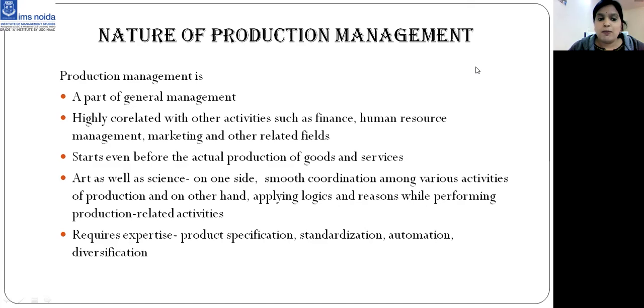In production management, you make use of art as well as science. On one side, there is smooth coordination among various activities of production, and on the other hand, applying logic and reasoning while performing production related activities. So this makes production management art as well as science. And last of all, production management requires expertise. For example, you need to know about product specifications, standardization, automation, diversification, and so on.